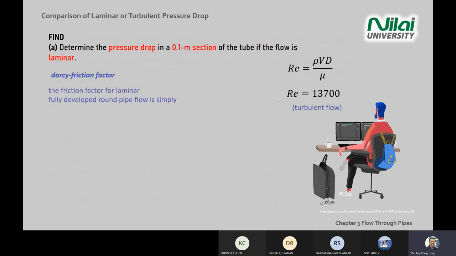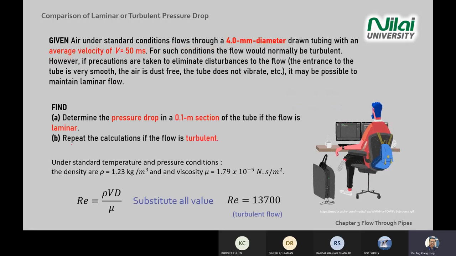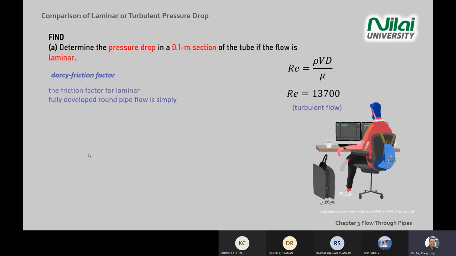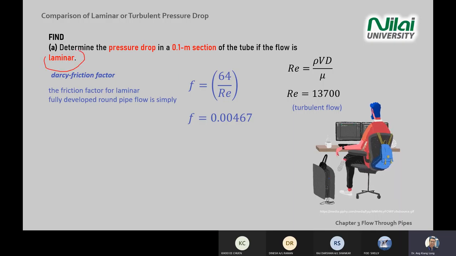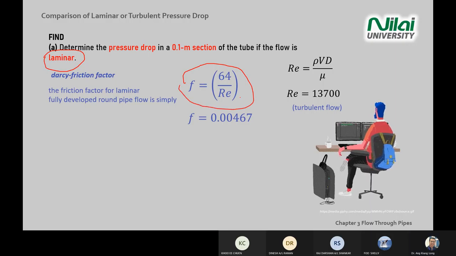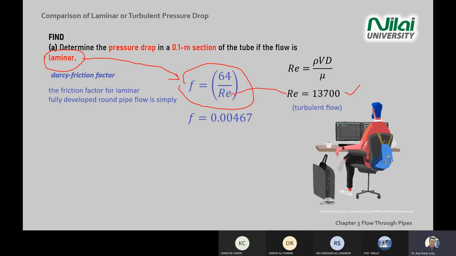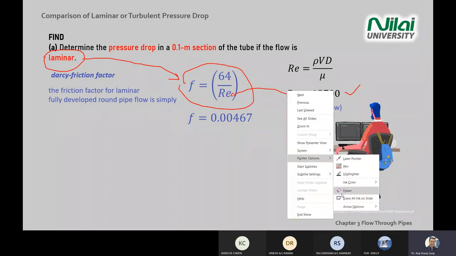Right, so we know that it is turbulent, but the question is divided into two sections. One asks what if the flow is laminar, another asks turbulent. There's an equation for the Darcy friction factor. If the condition is laminar, you can straight away use the friction factor f equal to 64 divided by Reynolds number. You substitute the Reynolds number you already calculated: 64 divided by 13,700 gives 0.00467. After that, you substitute into the delta P or pressure change equation.